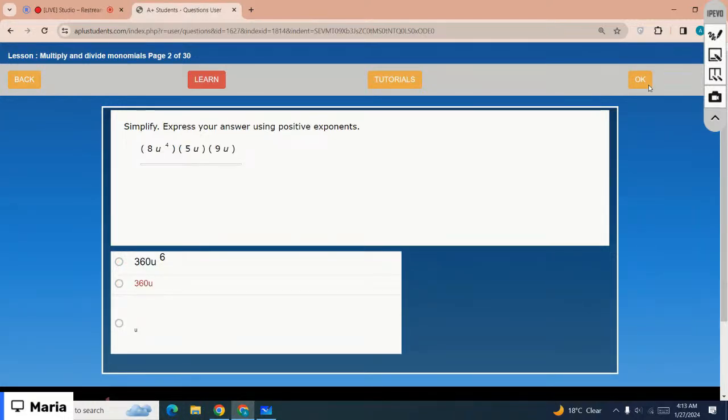Okay, the next one is simplify. Which is the correct option? You need to connect the variables and multiply the numbers. 9 times 5 is 45. 45 times 8 is 360. Yes, that is option number 1, 360u6 is the correct option.